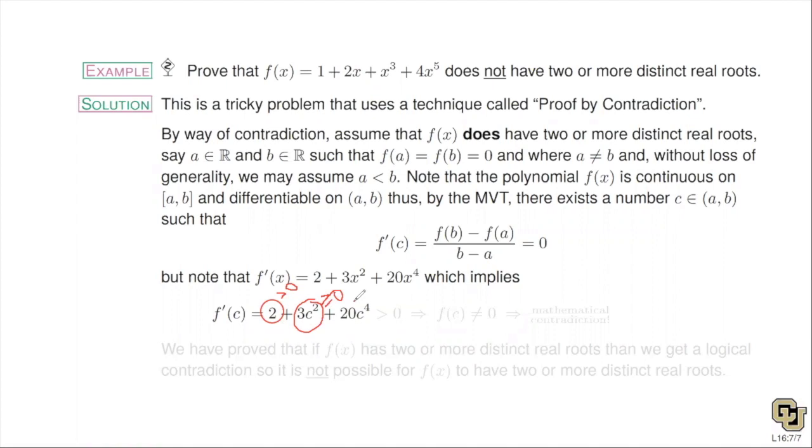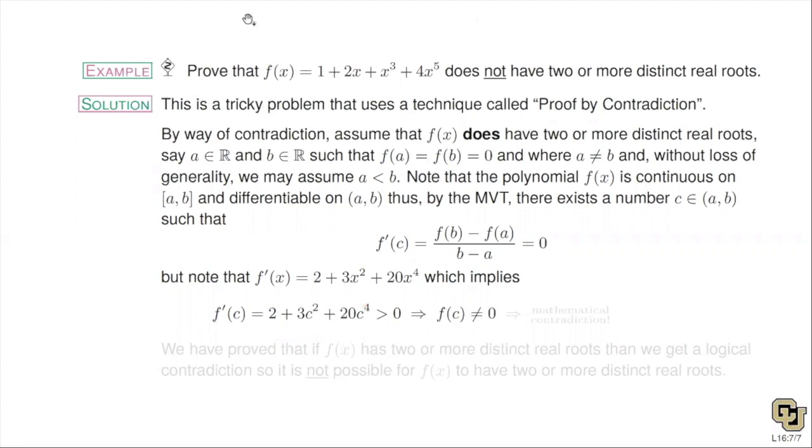20c to the 4th, again, because it's c raised to an even power, this is going to be greater than or equal to 0. So if you look at 2 plus 3 squared plus 20c to the 4th, it has to always be greater than 0. The smallest it'll ever be is 2, because the derivative is 2 plus a non-negative number plus another non-negative number. So the smallest it'll ever be is 2. That is to say it can never equal 0.